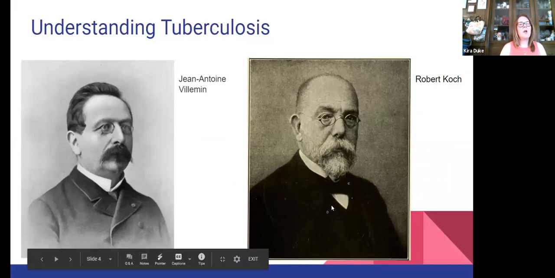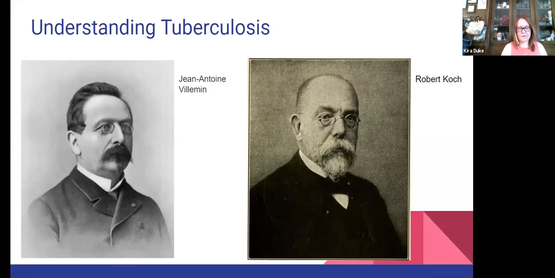So for a long time, it really wasn't much understood about tuberculosis. In fact, for a long time, it was thought to be a hereditary disease. People did not understand what caused it or how it was passed. And it really isn't until the mid to late 1800s that there starts to be some scientific advancements to help us understand the disease. In fact, the Frenchman, and again, I'm probably going to mispronounce this, French is not my language, Jean-Antoine Villemin, he actually is the one who discovered that it was a contagious disease and not hereditary. He made that discovery in 1868 and was able to prove that.